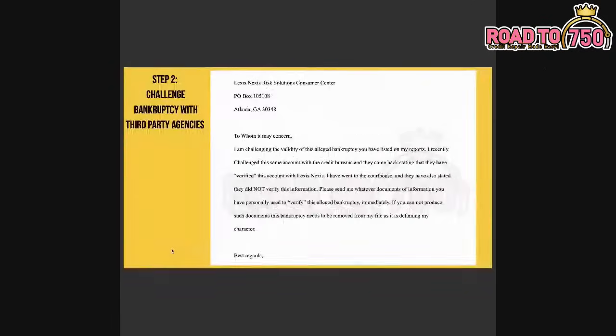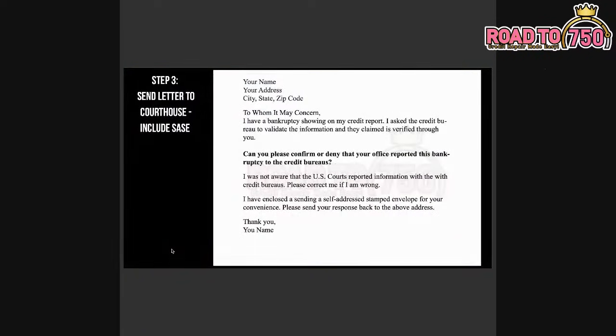I'm going too fast. You would then send this letter to LexisNexis challenging your bankruptcy. And then you can do the next step on the same day as you send this letter, which is sending the Courthouse letter included with a SAS envelope, right?